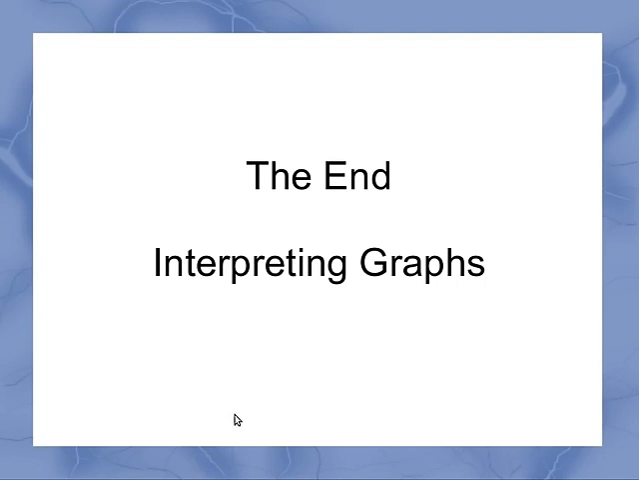This is the end of our interpreting graphs right now. Just remember that it's going to take some practice before you can look at a graph real quick and tell exactly what's happening.